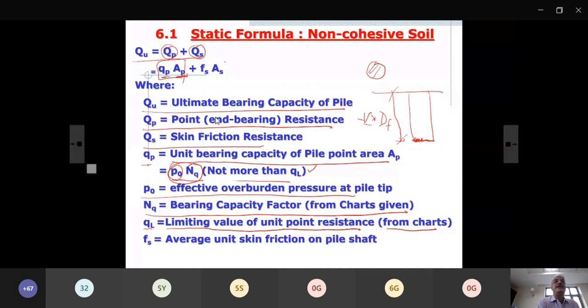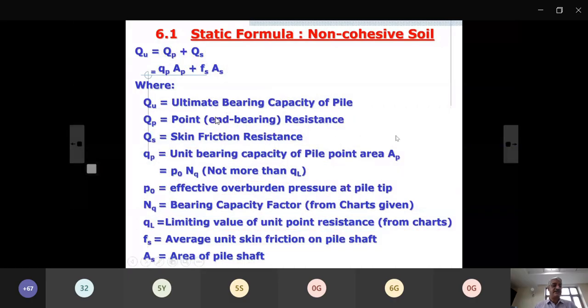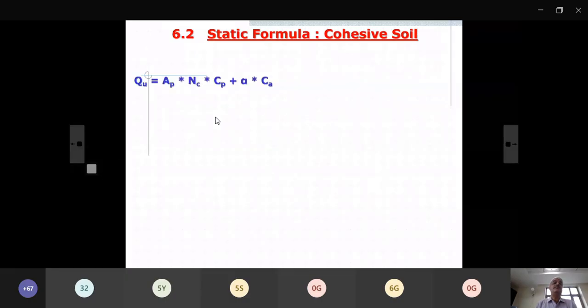And skin friction, again very simple. Fs is average unit skin friction on pile shaft. What is the average value? And As is area of pile shaft, pi d times length, 2 pi r times length, whatever. So very simple engineering mechanics equation, static formula. Only thing, values of coefficients, how much we take, that's the thing. So with that, we can calculate the ultimate bearing capacity of the pile.